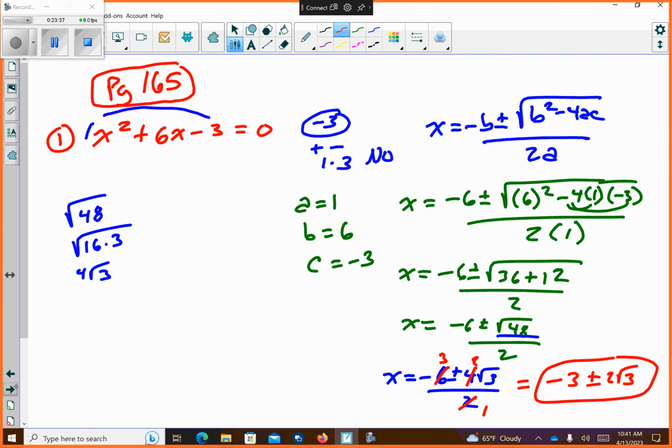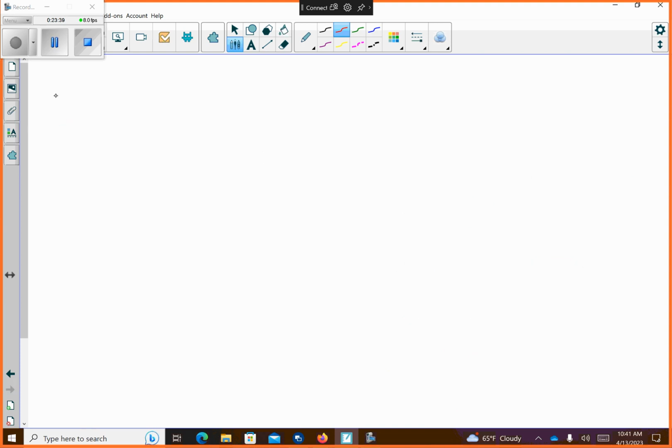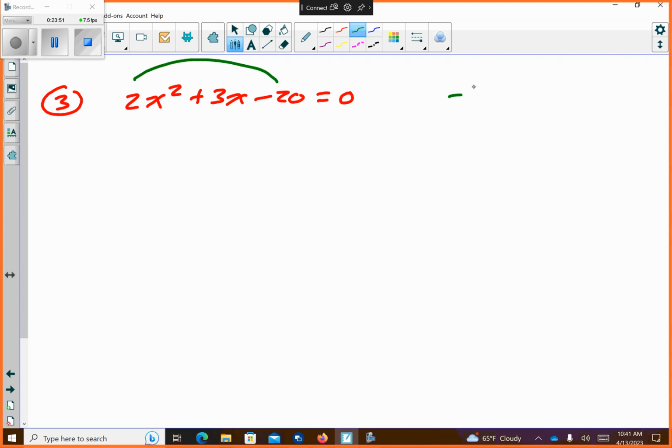Good? All right. My friends, on your whiteboards, will you please try problem number 3? It's 2x squared plus 3x minus 20 equals 0. So please try this. I get negative 40. In order to get a negative number, one has to be positive, one has to be negative. Factors of 40 are 1 and 40, 2 and 20, 4 and 10, and 5 and 8. Do any of those work?